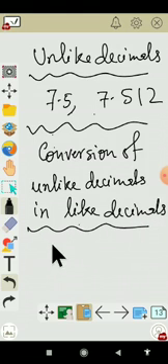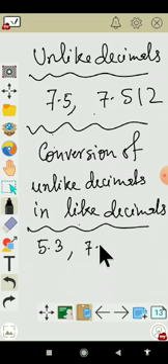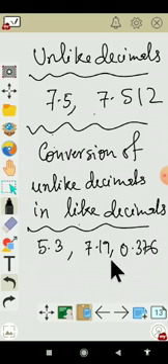So the process will be, we have to count. Suppose we have 5.3, 7.19, 0.376. So three decimal numbers are there, and we have to convert these into like decimals. These are all unlike decimals because they don't have the same number of decimal places. The first number has one decimal place only, the second number has two decimal places, the third number has three decimal places.